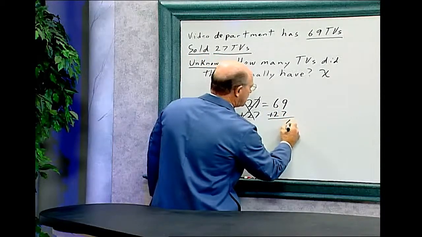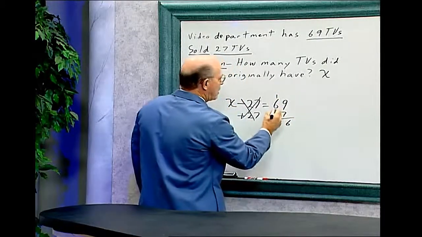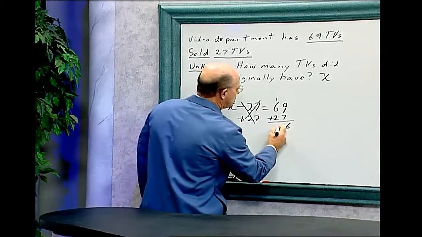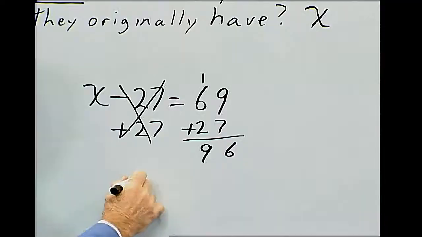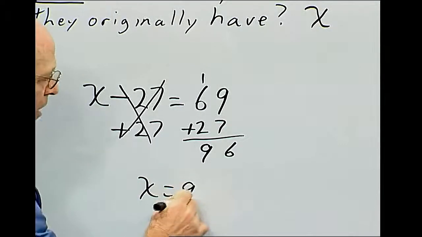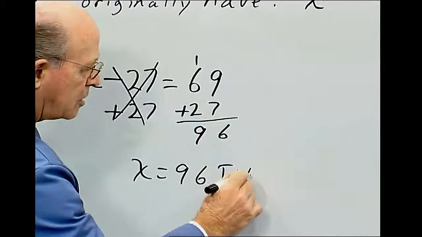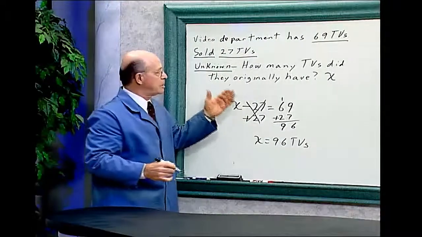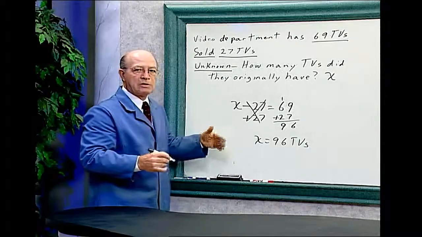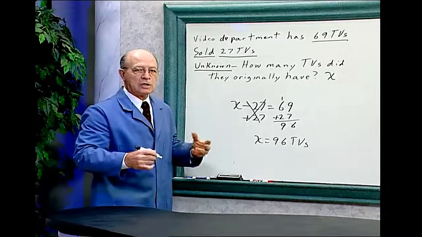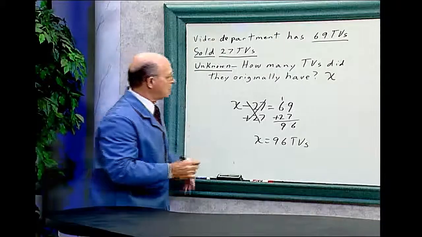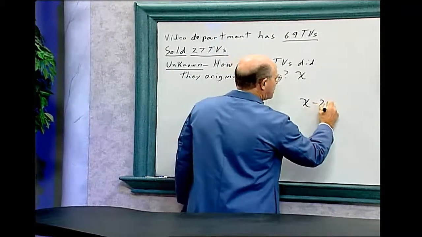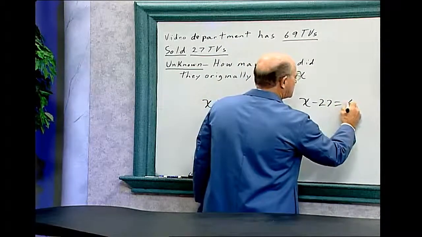9 plus 7 is 16, plus 1. 1 plus 6 is 7, plus 2 is 9. So x equals 96 TVs. And so you can see that though it's a simple problem, it helps you to understand how to solve equations by using addition. Now let's just go back here and use this unknown here, this x minus 27 equals 69.